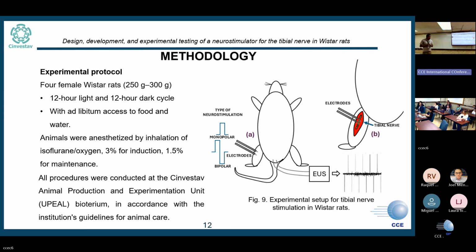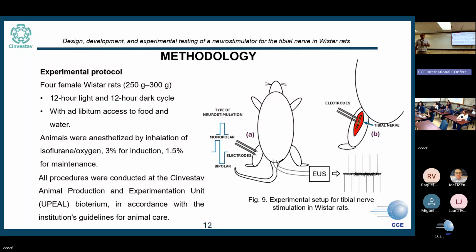For example, for the percutaneous tibial stimulation, we use two stainless steel needles that we introduce through the skin into the muscles to reach the nerve, in this case, the tibial nerve. And we apply monopolar and bipolar stimulation, and we evaluate the response of the animal.